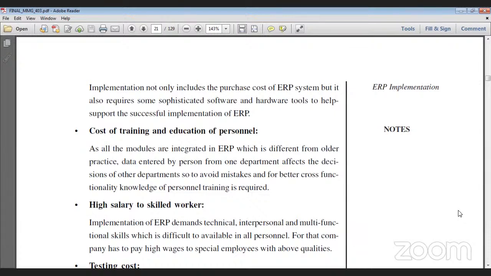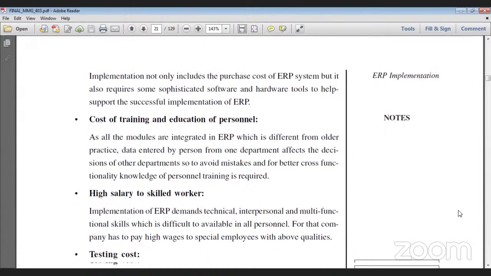The second point is the cost of training and education of personnel. As all modules are integrated in ERP, which is different from older practice, data entered by a person from one department affects the decisions of other departments. So to avoid mistakes and for better cross-functional knowledge, training of the personnel is required.